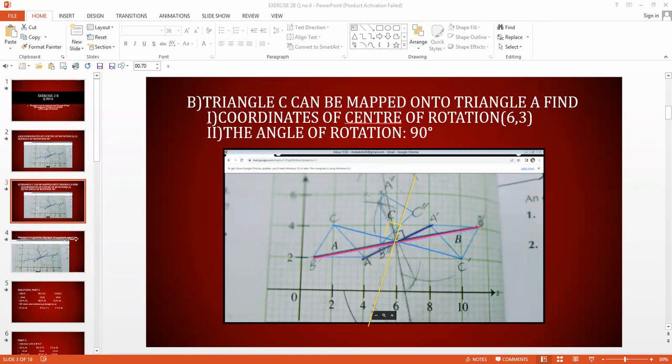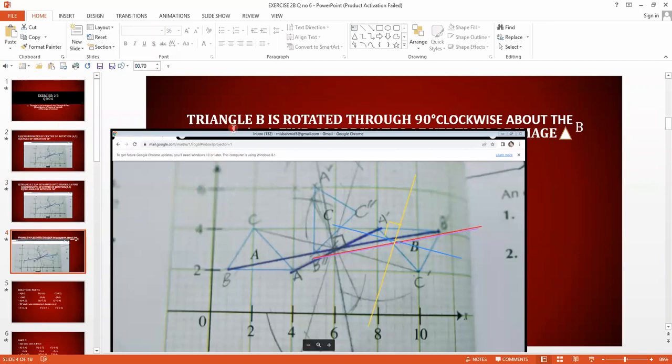Now we come to the third part of this question. Just give me a few seconds. According to this third part, they are saying that triangle B is rotated through 90 degrees clockwise about this point. Clear?